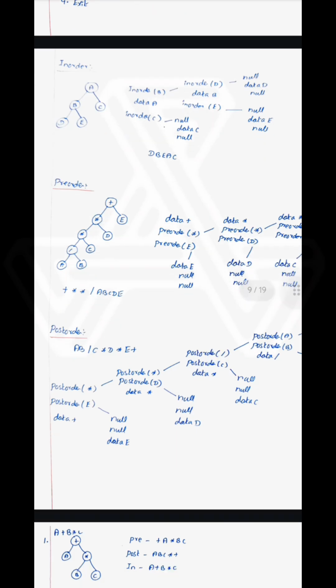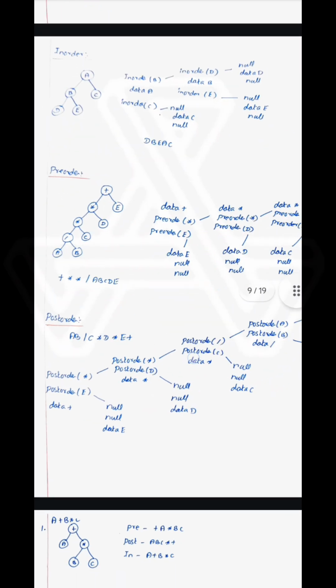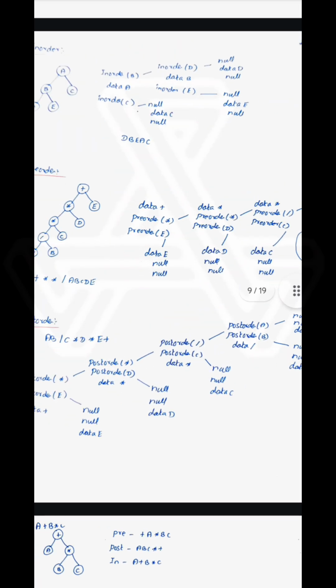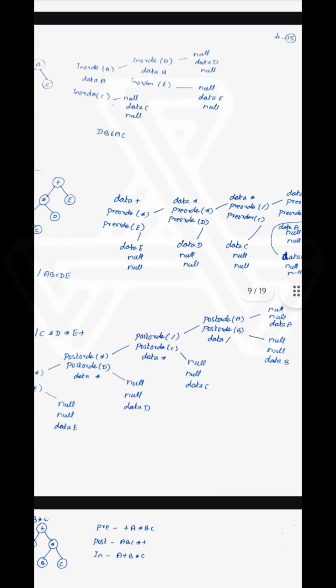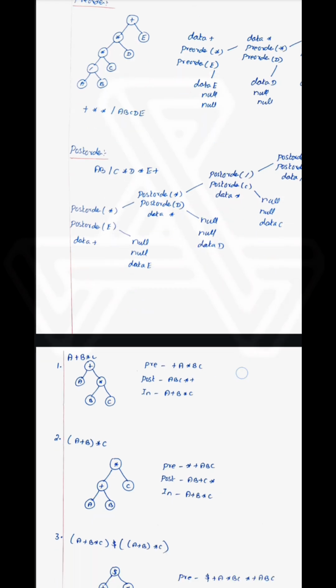Then preorder traversal will be plus, then the next data, the leftmost node, is star, then again goes to star, then goes to slash, then goes to A, null null, then goes to B, null null, then goes to C, then goes to D, then goes to E. Postorder will be like this. This is for your understanding.